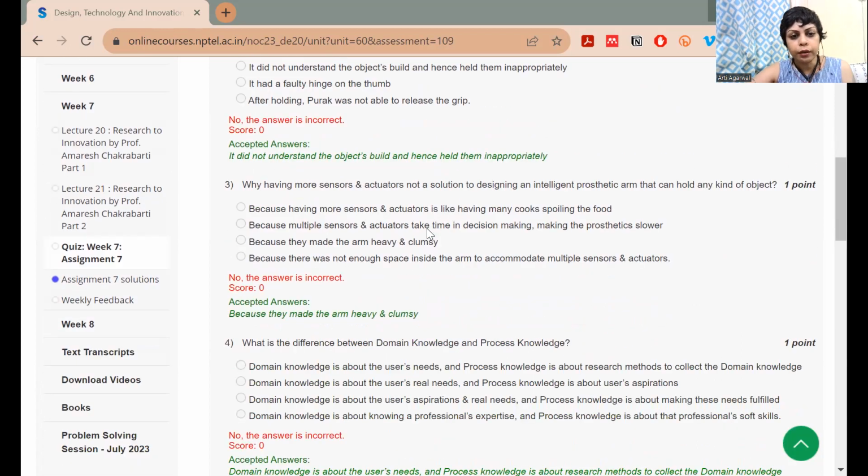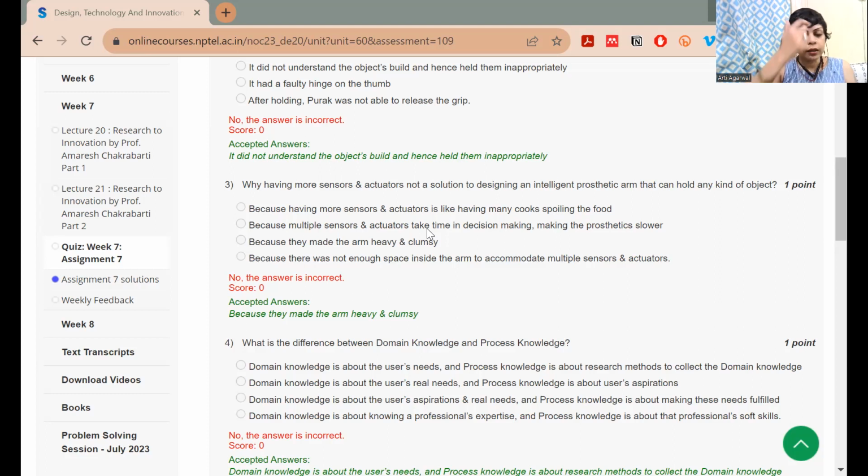Third is, why is having more sensors and actuators not a solution to designing an intelligent prosthetic arm that can hold any kind of object? The options are, because having more sensors and actuators is like having many cooks spoiling the food. Second option is because multiple sensors and actuators take time in decision making, making the prosthetics slower. The third is because they made the arm heavy and clumsy. And the fourth is because there was not enough space inside the arm to accommodate multiple sensors and actuators.